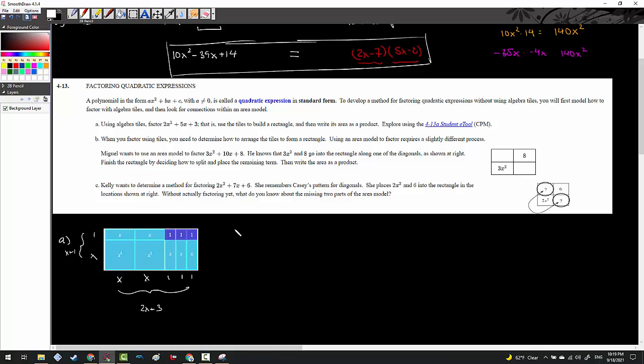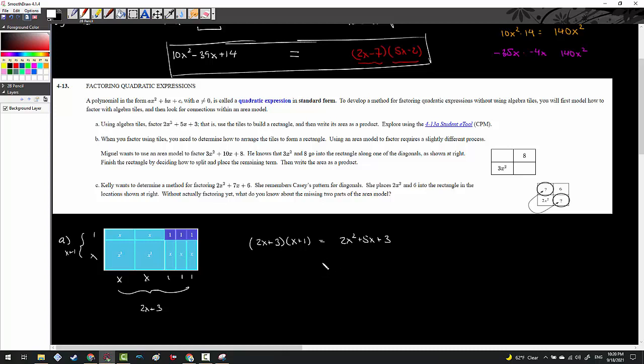And so now from here, what we're going to do is write this area as a product. So that's going to be 2x plus 3 times x plus 1. And ultimately, that does, in fact, equal 2x squared plus 5x plus 3.